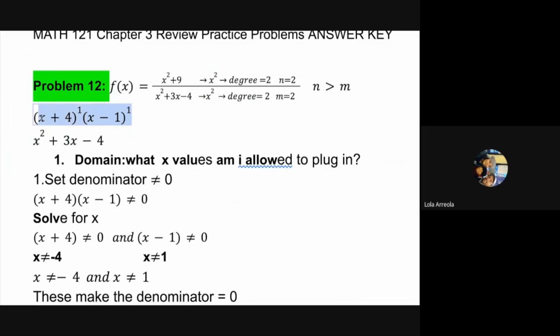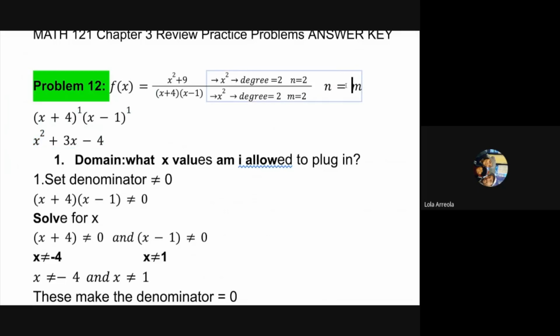So there's really two ways to go about this. Remembering that multiplicities add up to the total degree, or just going ahead and expanding it to clearly see what the leading term is. Either way, I got to the same answer: adding the multiplicities, 1 plus 1, or looking at the leading term, the degree is 2. So in this scenario, I have n is equal to m.